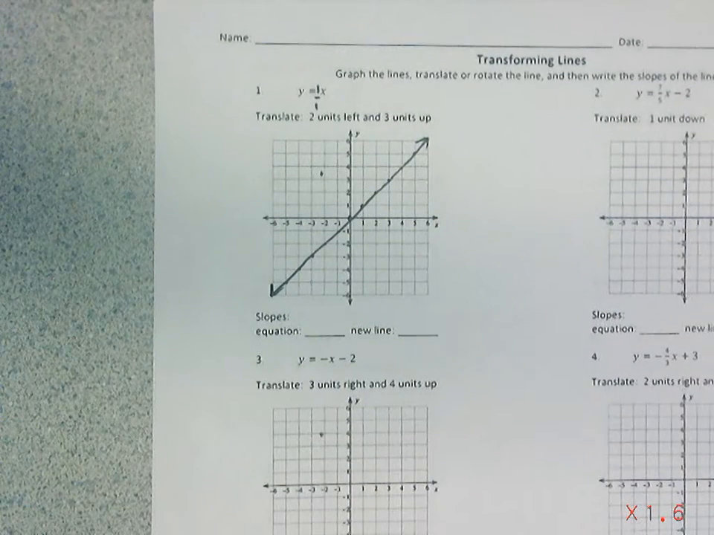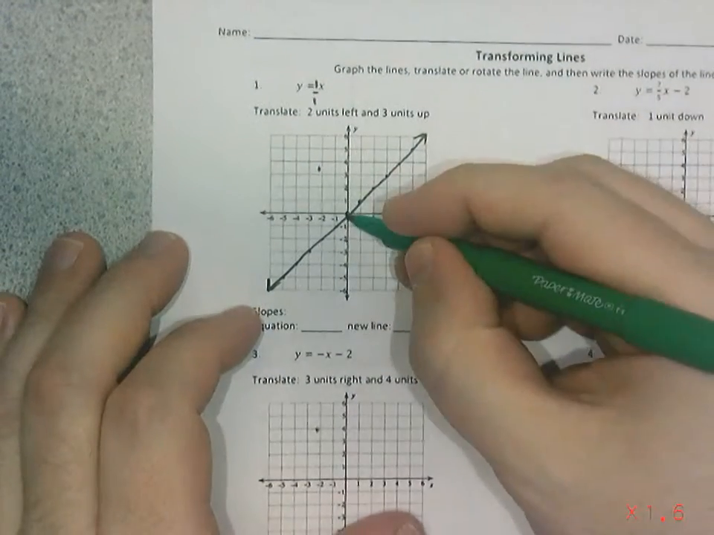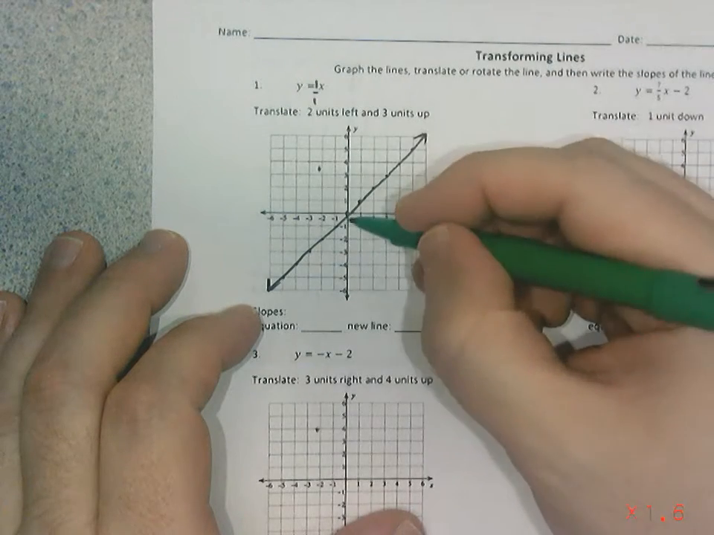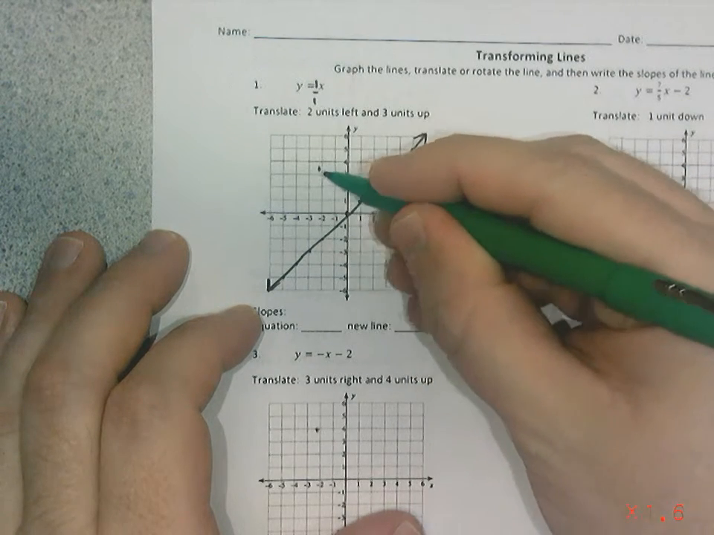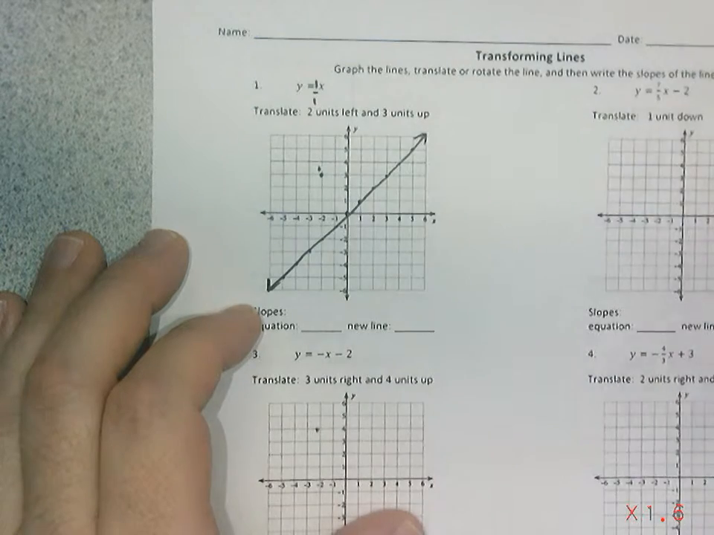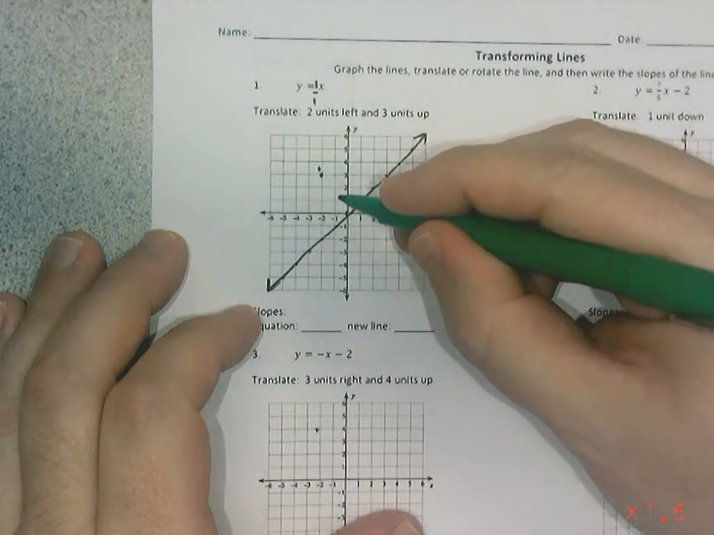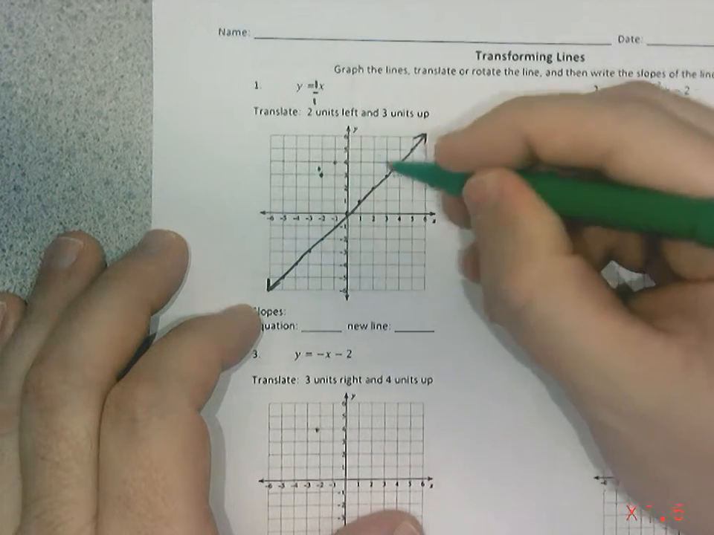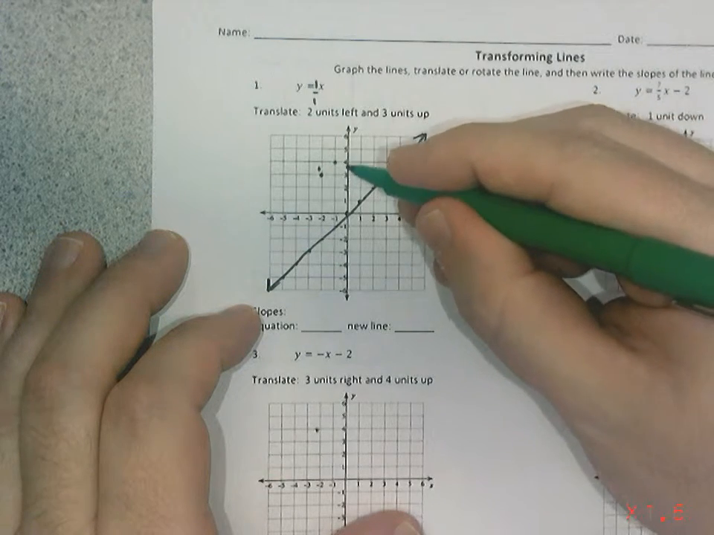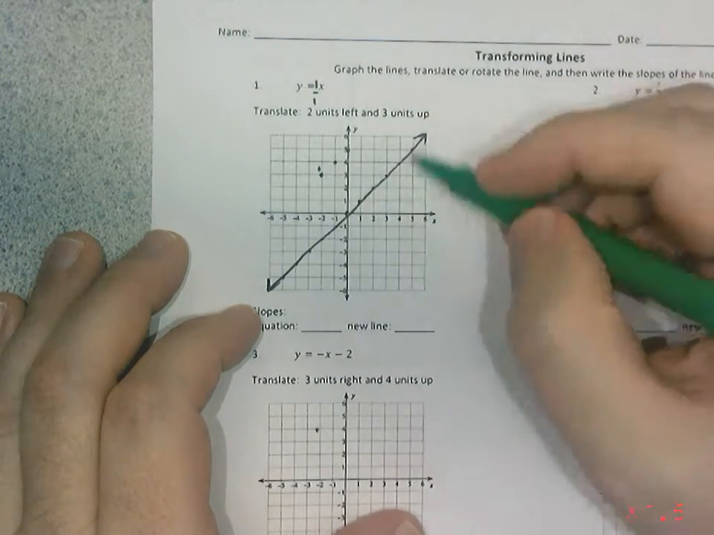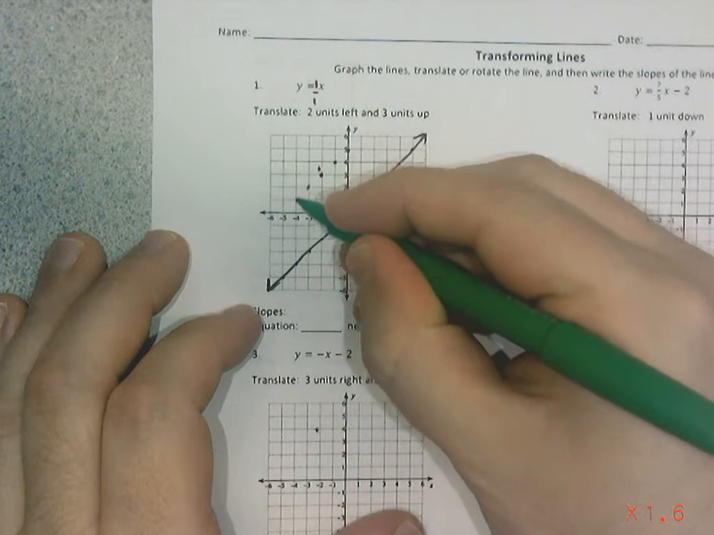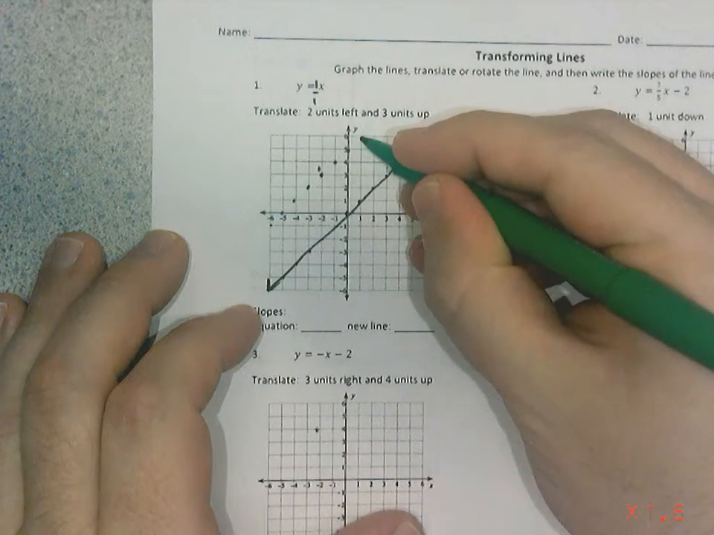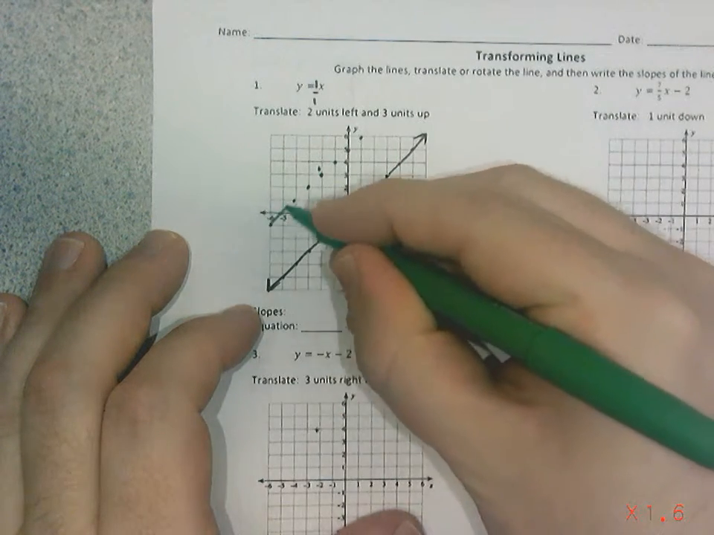Now it's wanting me to translate that line 2 units to the left and 3 units up. So basically from each point on that line, I'm just going to go 2 to the left and 3 up, kind of like when you did that from each point on the shape. And again, you'll notice when I do this, it's kind of the same line, just moved to the left 2 spots and up 3. In fact, it still has that 1/1 slope.